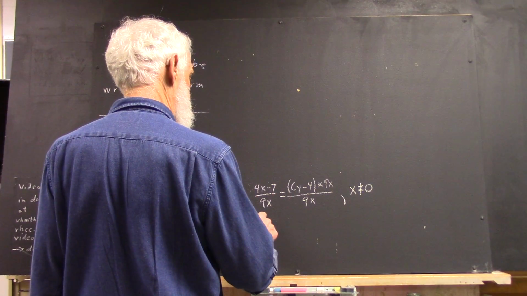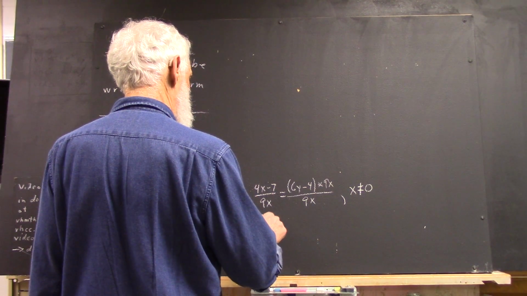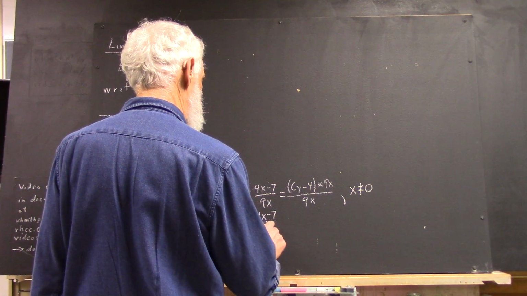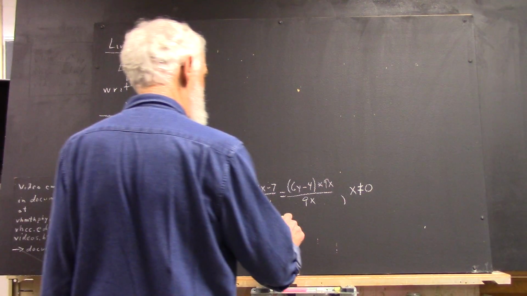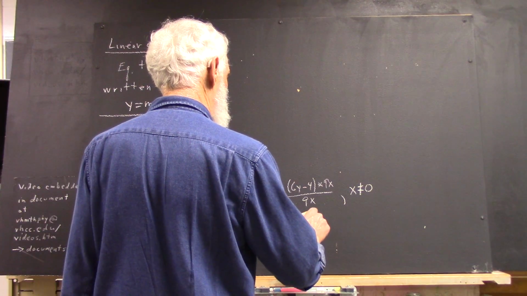So you get 4x minus 7 over 9x equals 6y minus 4.